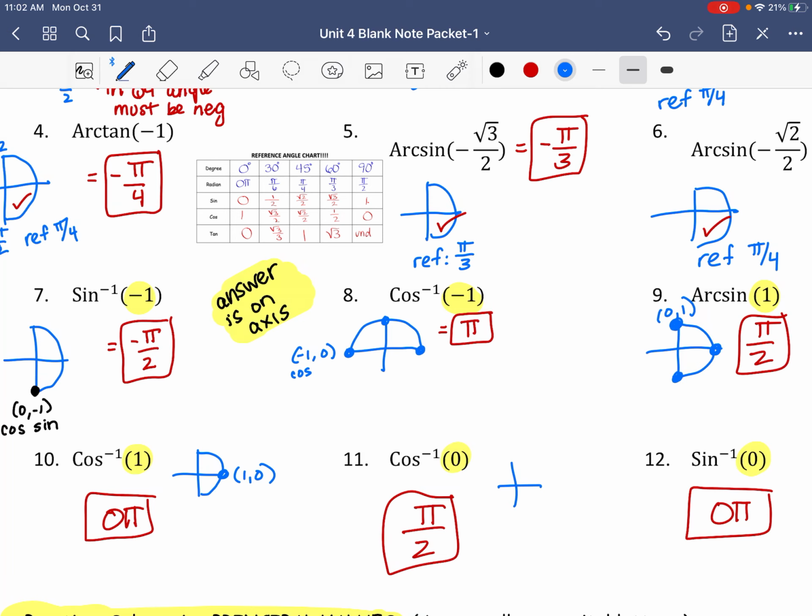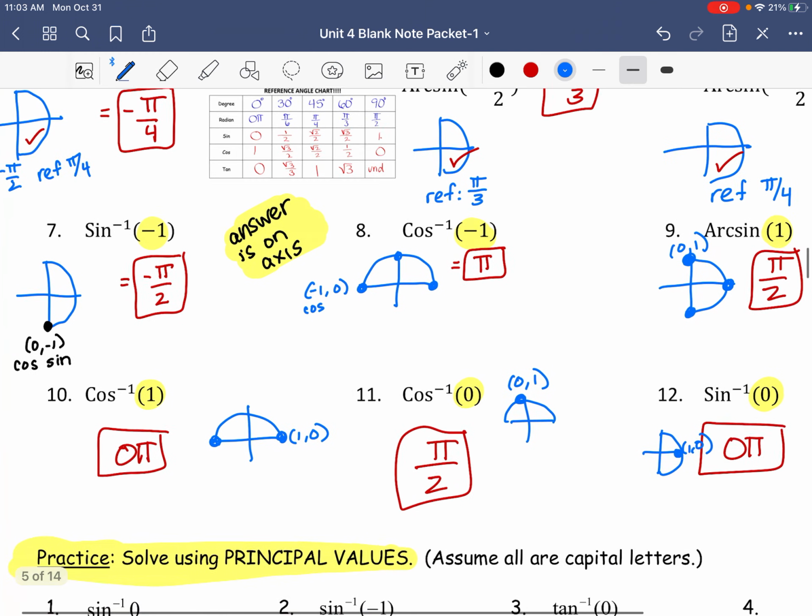Cosine, oh, I messed that up, I'm sorry. Cosine is not there or there. Cosine is first and second, but where is the x-coordinate 1? Right here. Cosine's here. Where's the x-coordinate 0? Right there. And sine is quadrant 1 and 4. Where's the y-coordinate 0? Right there.